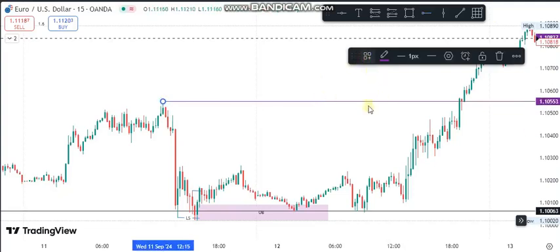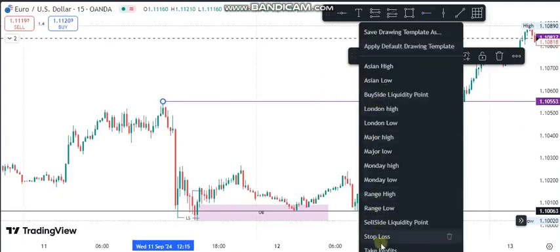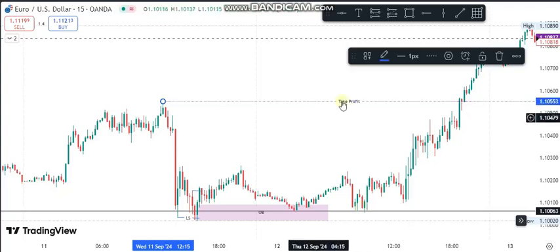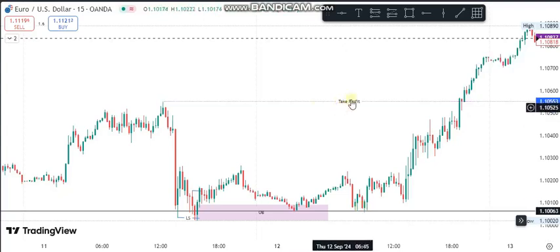So fine. Don't forget, first of all, you look for a liquidity sweep, and you look for a break of structure or a change of character, and then identify your order block.